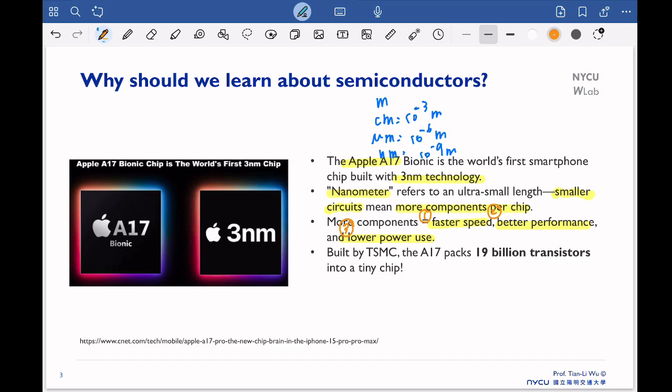So this A17 chip is built by TSMC, and now has 19 billion transistors inside this tiny chip. Therefore, you can imagine that this is an amazing engineering miracle, how we can pack so many transistors inside such a really small dimension. If you look at the history of semiconductors, it's now more than 60 or 70 years of development, but right now we can consider it an engineering miracle.